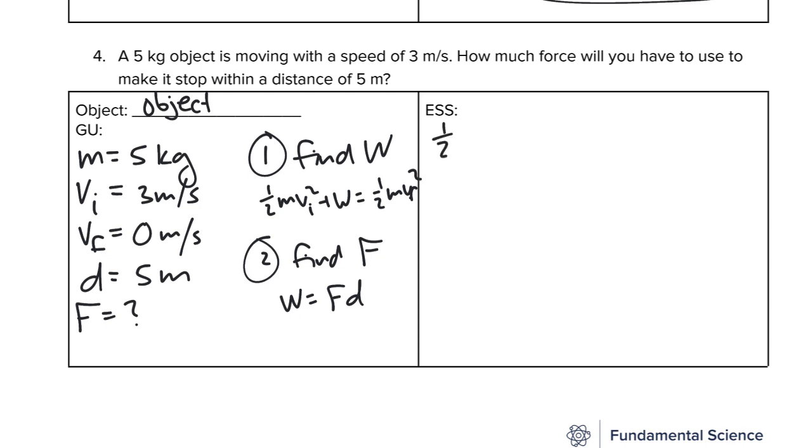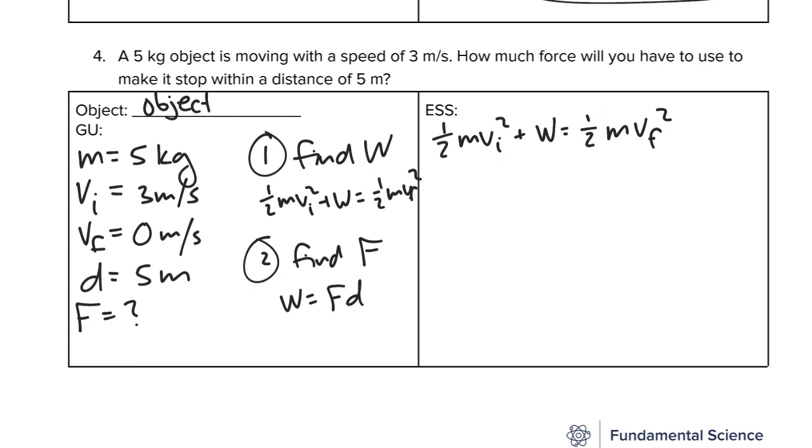Our kinetic energy theorem says 1/2 mvi squared plus work equals 1/2 mvf squared. And if you remember conceptually, what this says is we start off with some kinetic energy, do some work to change it. And in this case, remember, we're taking away that energy. So the work is really negative.